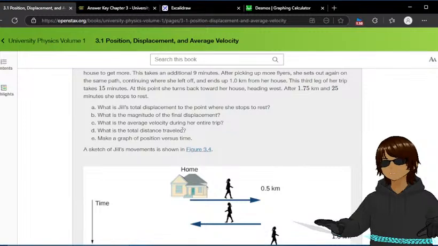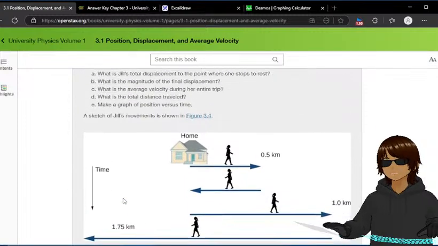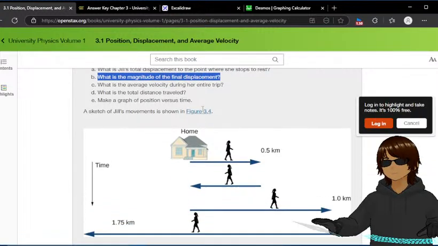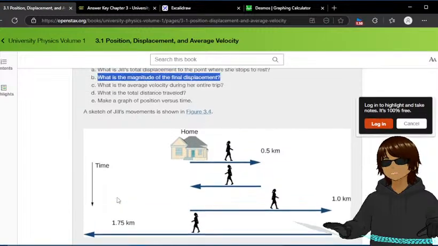What is the total distance traveled? The total distance is 3.75. So what do they mean by this? What is the magnitude of the final displacement? The magnitude is 1.75, right?